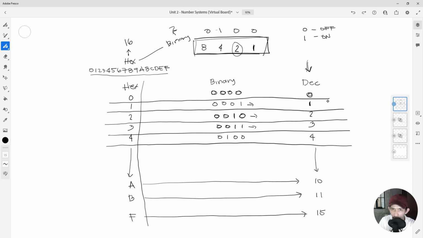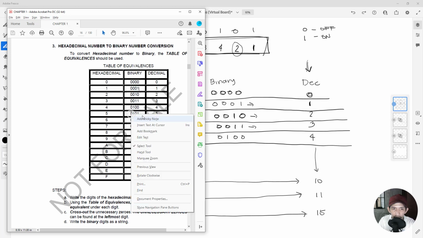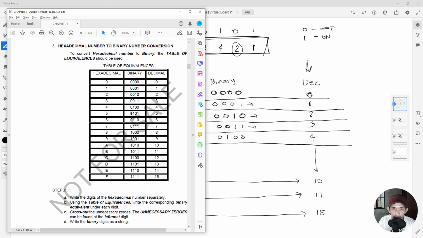Okay, so for decimal number 5, its binary is you turn on 4 and then turn on 1 to get 5, and then 0, 0. So let's check it. 0, 1, 0, 1, 0, 1, 0, 1. There. 0, 1, 0, 1.